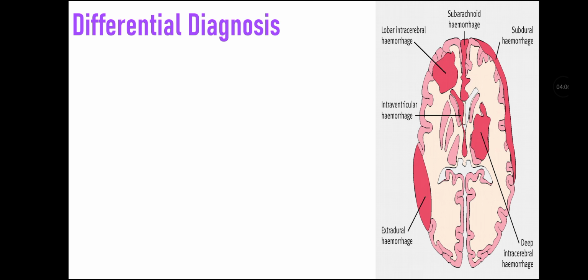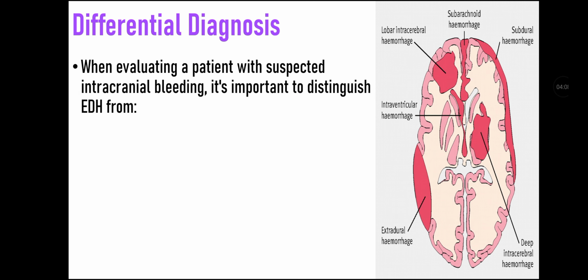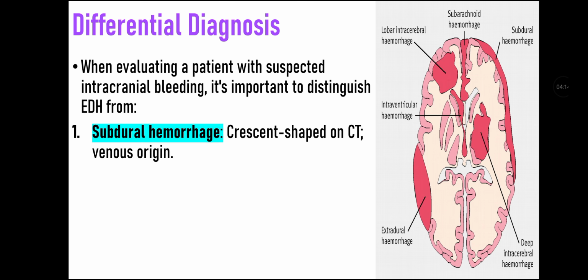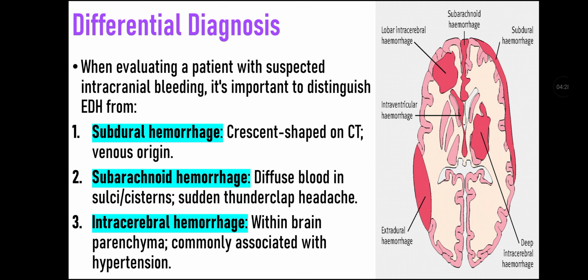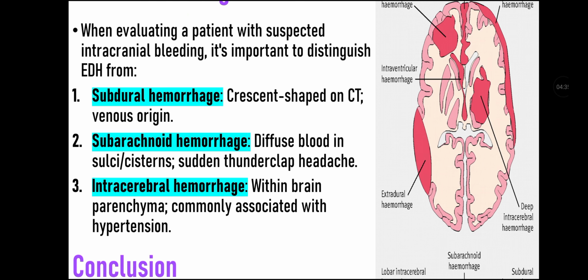Now let's talk about differential diagnosis. When evaluating a patient with suspected intracranial bleeding, it is important to distinguish extradural hemorrhage from subdural hemorrhage, that is crescent-shaped on CT and is of venous origin. Subarachnoid hemorrhage, as you can see here in the diagram, shows diffuse blood in the sulci and cisterns, and sudden thunderclap headache is there. Intracerebral hemorrhage is within the brain parenchyma, commonly associated with hypertension.